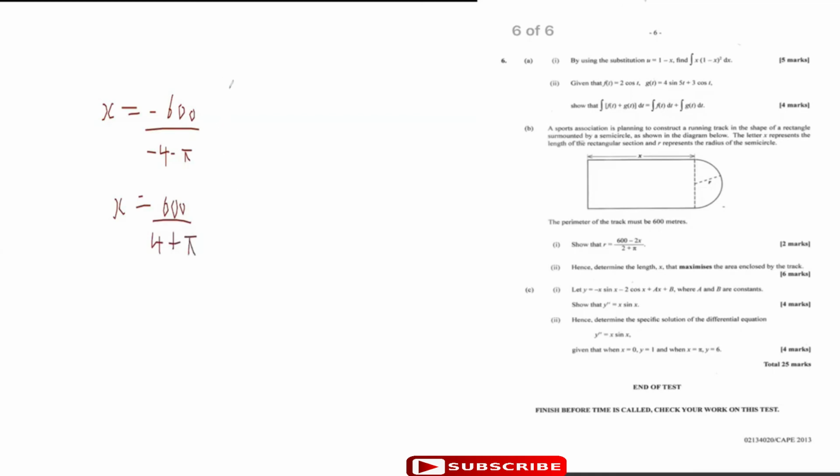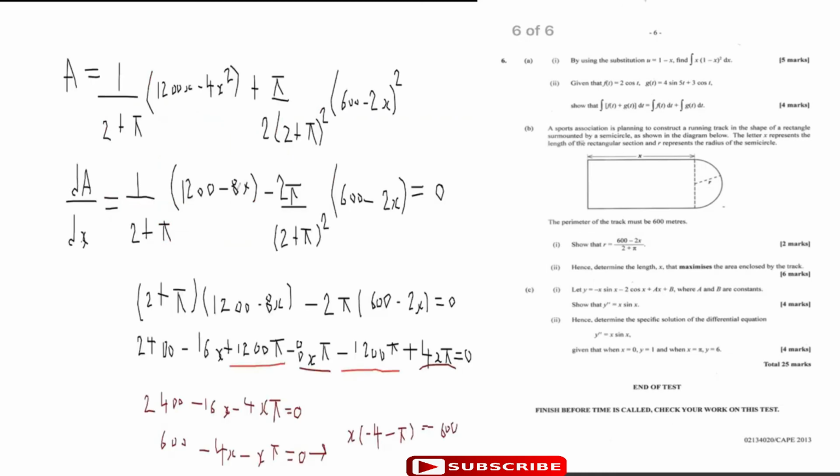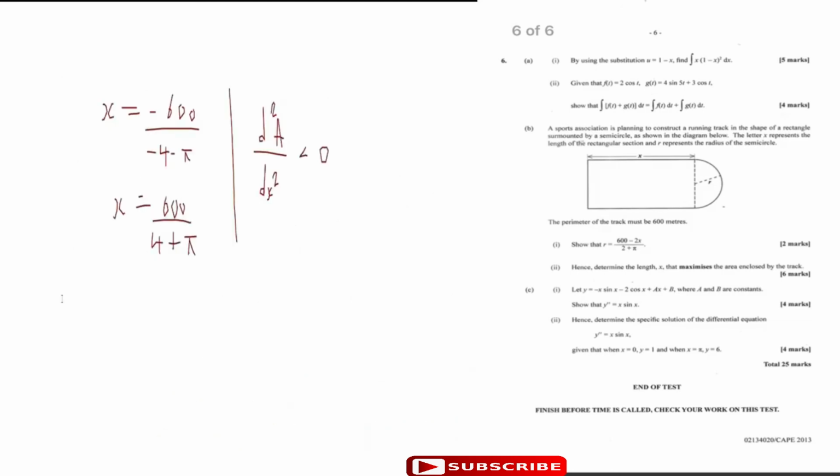How do I know that? I know that because d2A by dx squared is automatically negative. d2A by dx squared for this x value is going to be less than 0. I automatically know that. How do I know that? From right here. Minus 8x. You're going to get a negative number. And so this is the value for x that maximizes the area. That is the value of x that maximizes the area.